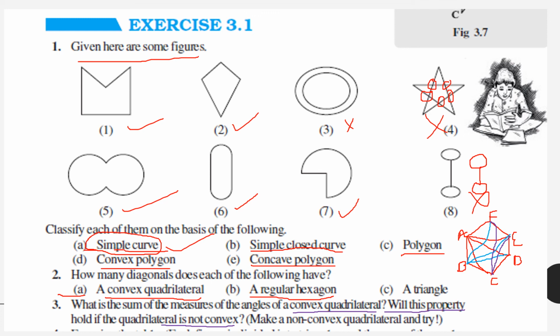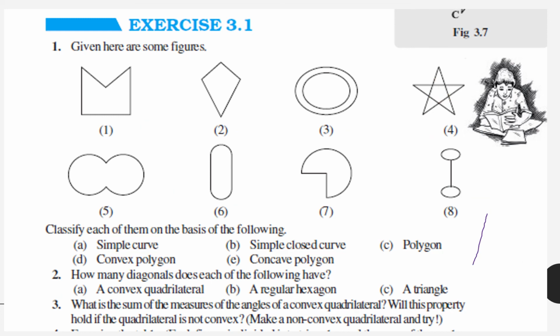So for that, first of all you have to make a quadrilateral. Suppose I make a quadrilateral like this. You can say it is a quadrilateral. A, B, C, D. So we have a quadrilateral ABCD. It is concave because it is having a diagonal outside. You have to check in the same way.